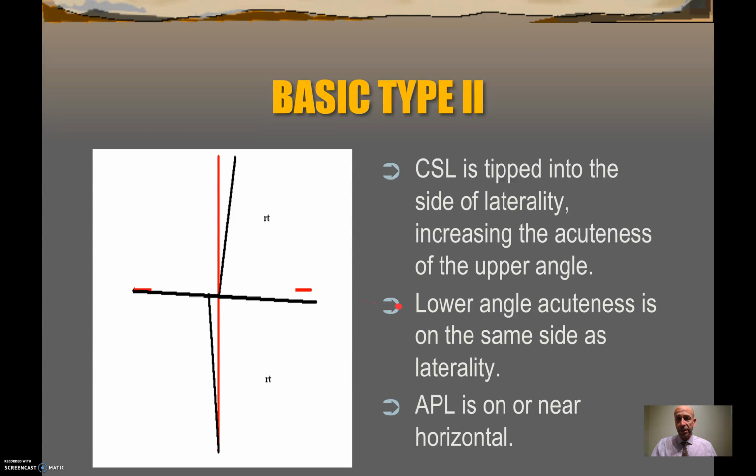The lower angle acuteness is on the same side, so we have a right lower angle for the cervical line, and we have a right laterality. So these would be ipsilateral. And the APL in these is typically on or near horizontal, so not a huge deviation of the APL in the frontal plane in a basic type 2 listing. And these, like I said, are about 23% of the cases.